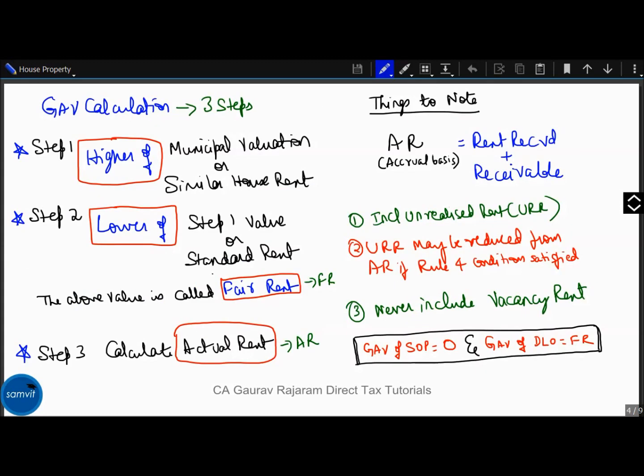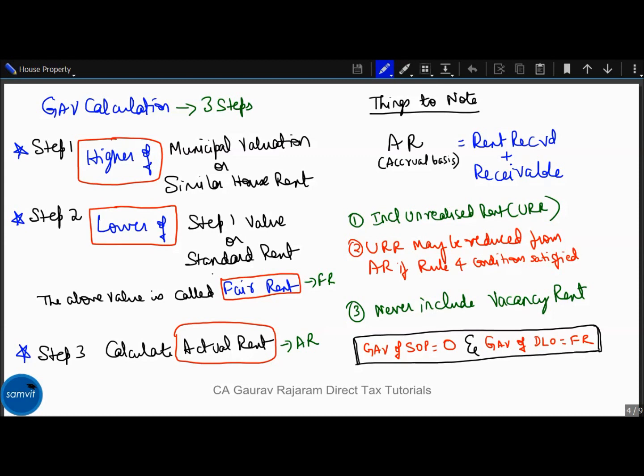The GAV calculation has 3 steps. Step 1 is calculating the higher of municipal valuation or the rent of a similar house. Step 2 would be comparing this value in step 1 with standard rent fixed by the Rent Control Act. The amount that we have arrived at in step 2, being the lower of the step 1 value or the standard rent, is known as fair rent or FR in short.